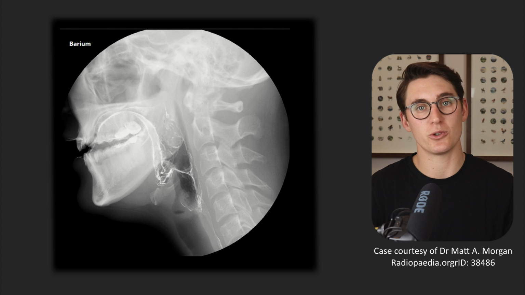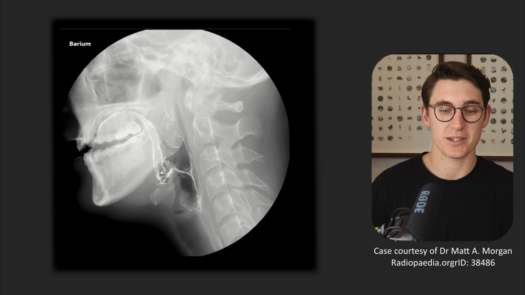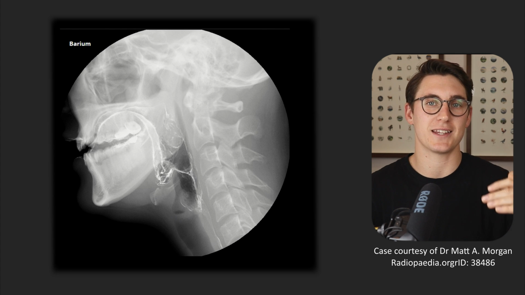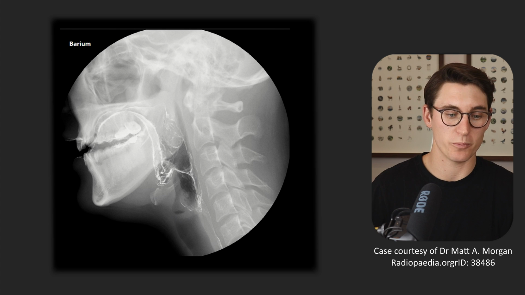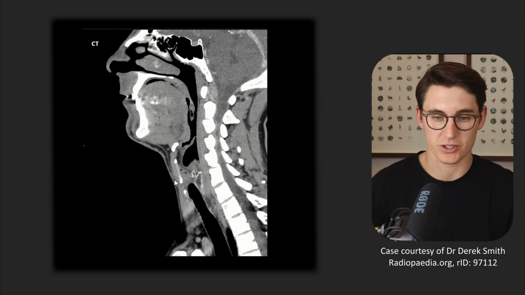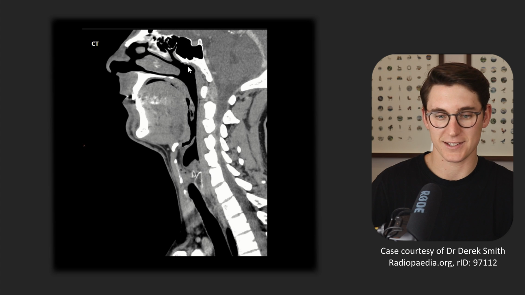So now let's move on to our CT scan and identify some of the anatomy there. We'll start by having a look at the lateral CT scan, which will mimic that lateral x-ray that we've just taken. So here we are, we can see our hard palate, our soft palate, our nasopharynx above, our oropharynx heading down towards our larynx here.